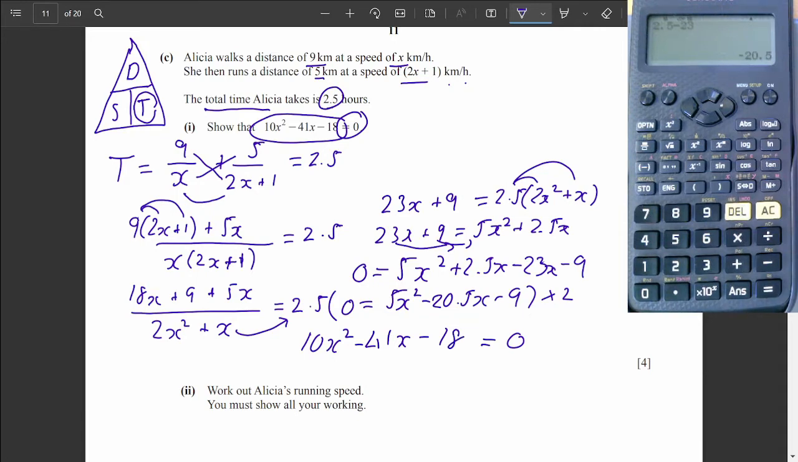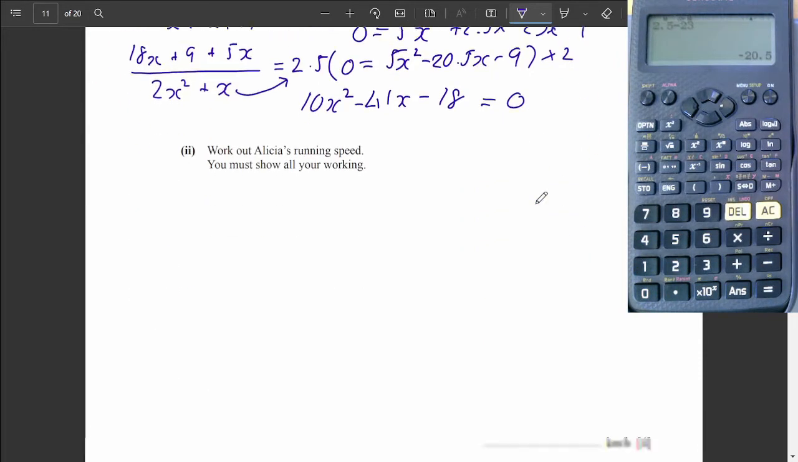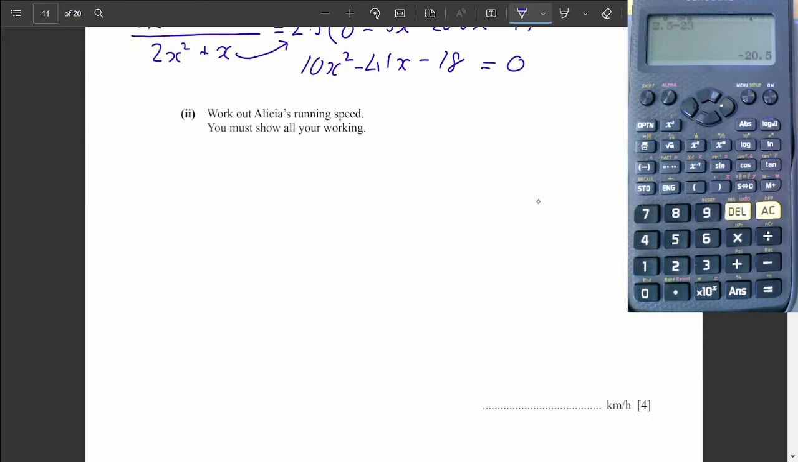Then it says work out her running speed. You must show your working. So we're going to use that equation that they've given us. Meaning if you got the previous question wrong, you can still do this one. Right. There are different ways of doing this. We can try to factorize it, and if you're familiar with factorizing questions like these, go for it by all means. But maybe the quickest here would be using the quadratic formula, since they didn't say how we must do it.